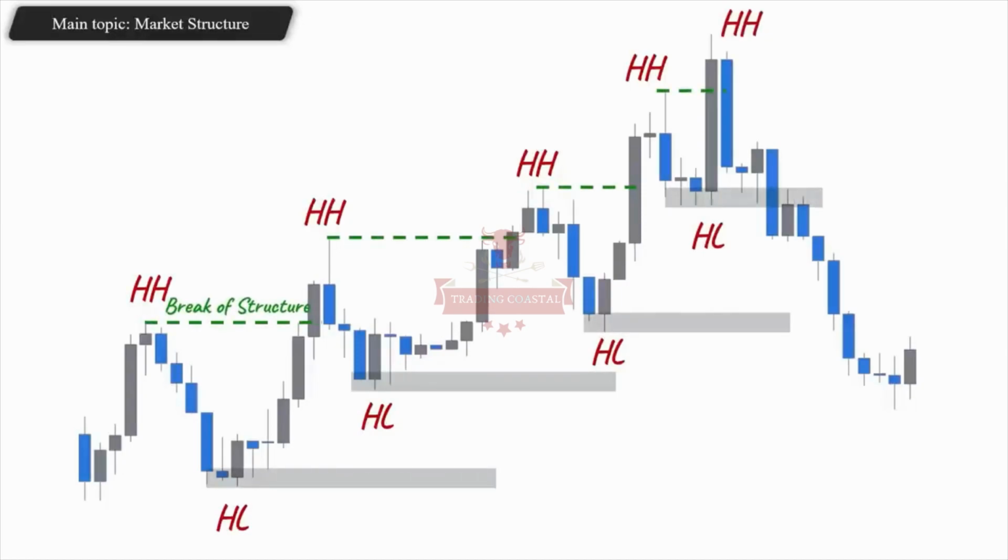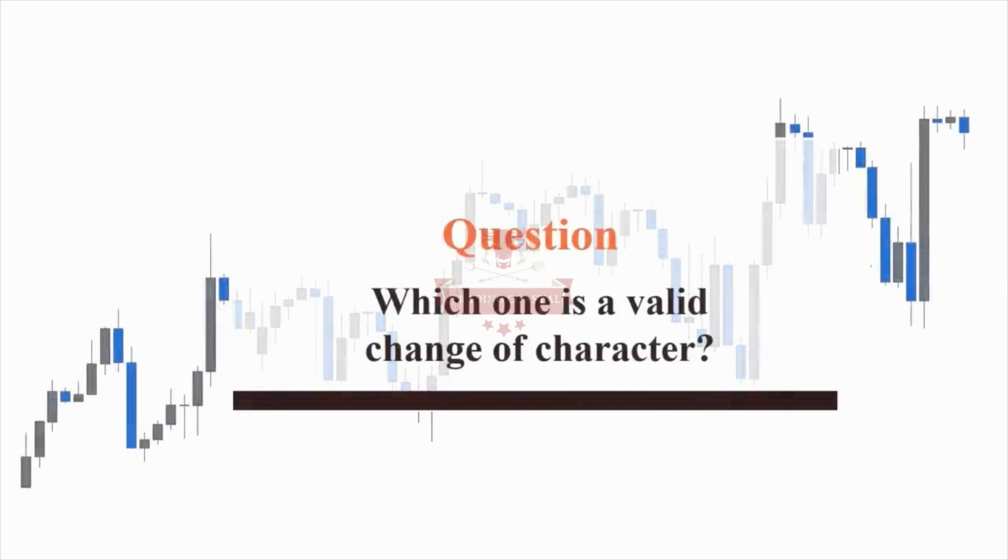So as long as we stay above the zone that created the break, demand is in control, and the market sentiment is bullish. But if we get a break and close below this level, we call that a change of character that signals a possible reversal. The same concept applies to the bearish scenario. However, the problem is that the market hardly moves so clearly. So here the question is, which one of these breaks is a valid change of character?